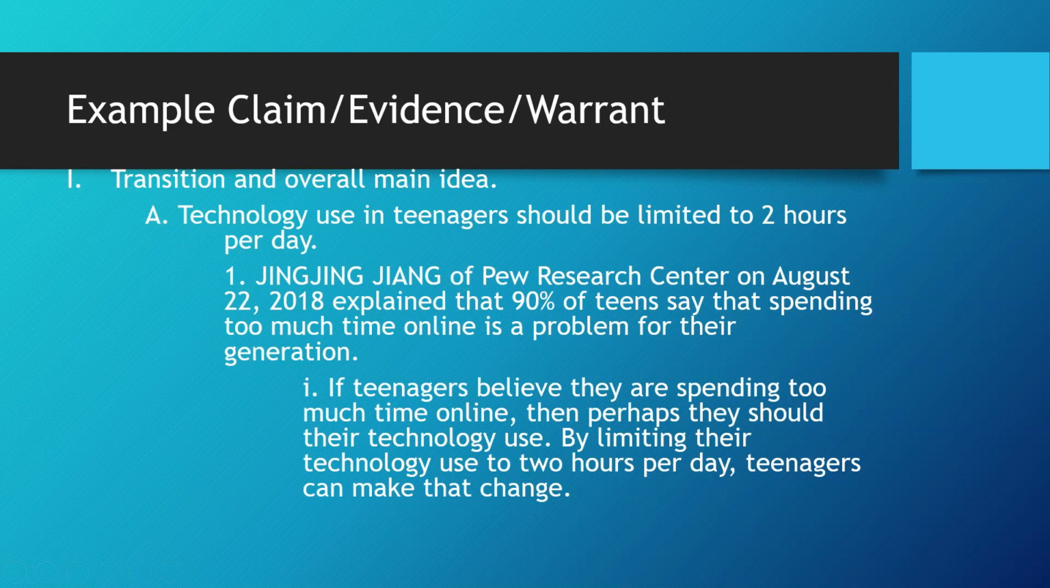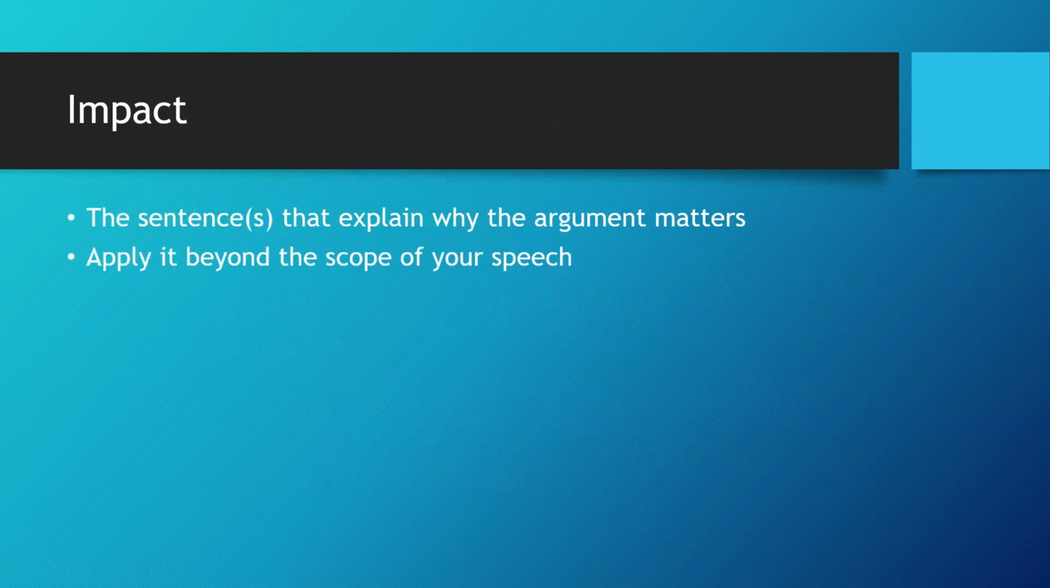And then finally, the thing that wouldn't be in claim, evidence, and reasoning is the impact. And that is the sentence or sentences that explain why the argument matters. Essentially, you're going to try to figure out a way to apply your speech, especially in a persuasive speech, beyond the scope of your speech. So don't just think about how your topic affects us sitting in front of you in the room while you're delivering the speech, but instead, more holistically, what does that mean for us? How can we apply this information outside of this?